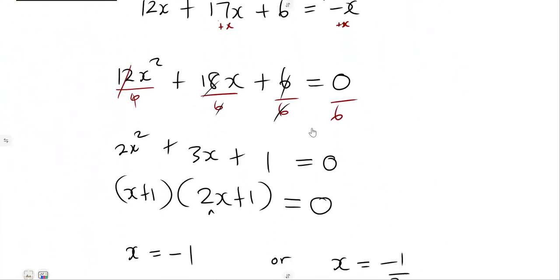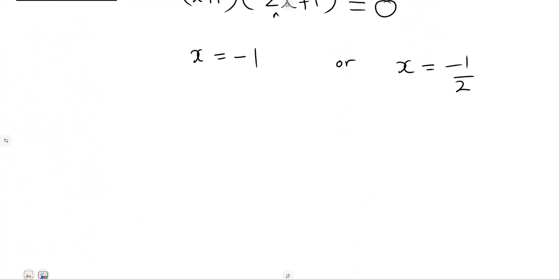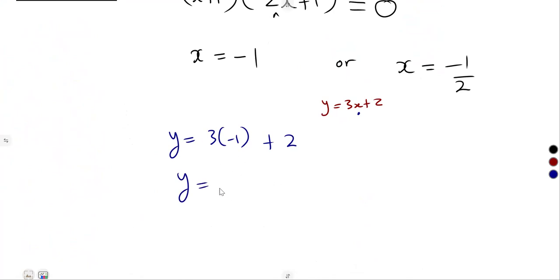y is equal to 3x plus 2. Substituting these values into equation 1, you're going to obtain the y values. For x is negative 1, 3 into negative 1 in place of x, plus 2, that was going to give us negative 1. For the value of y when x is minus half, that's 3 into minus 1 over 2, plus 2.